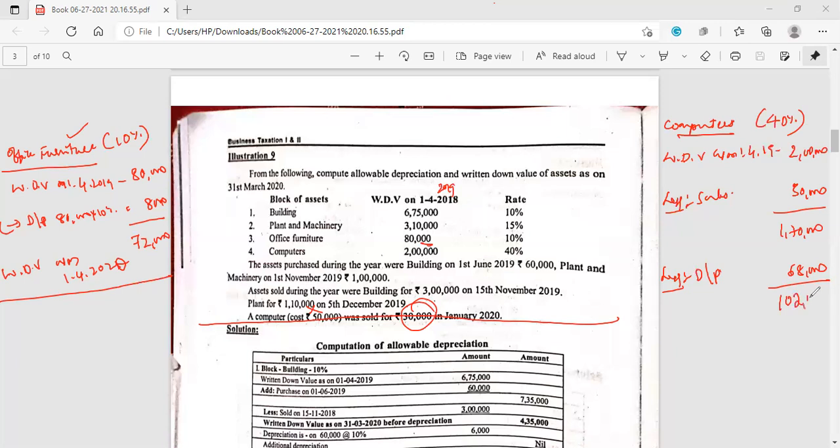So this is the return on value as on 31st March 2020 or 1st April 2020. Okay, so this is the solution of the problem. We'll see another problem.